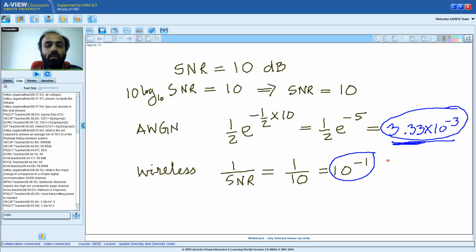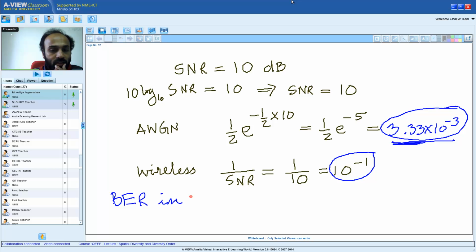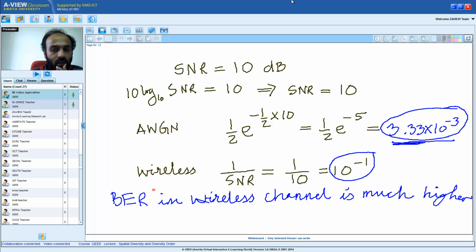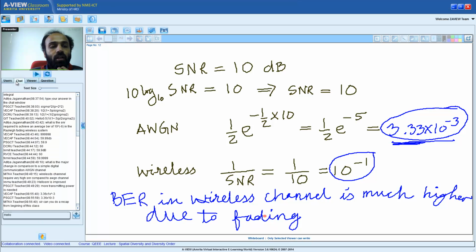So the bit error rate in an AWGN channel, or a channel without fading, is much lower. The bit error rate in a wireless channel is much higher due to fading.